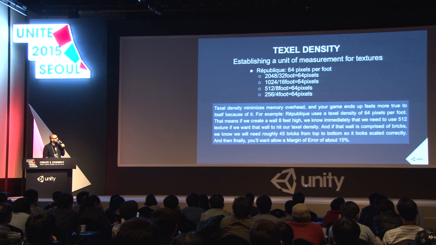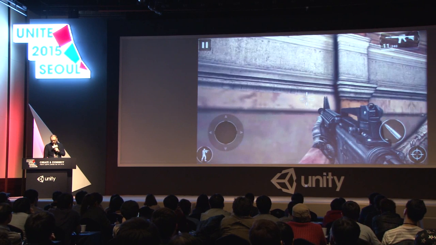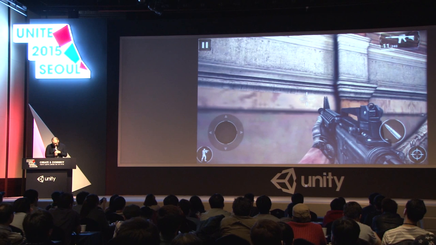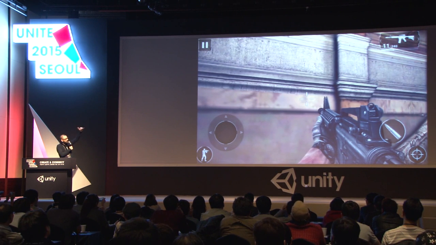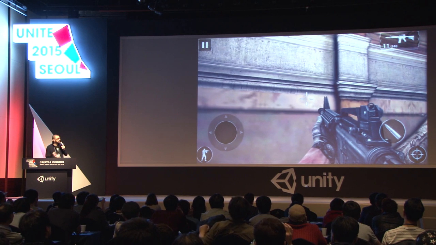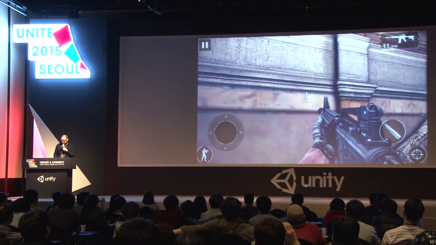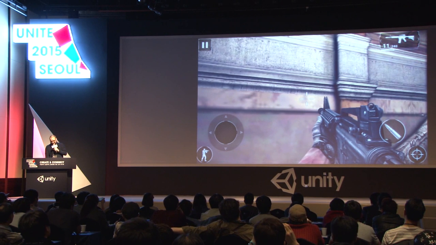I'm going to move on to the next slide. This is the difference you can see in action, and this is basically why implementing standards is very important. You can see one half of the screen has a different texel density than the other. These are the things that we wanted to avoid in our game. This is not our game, by the way.